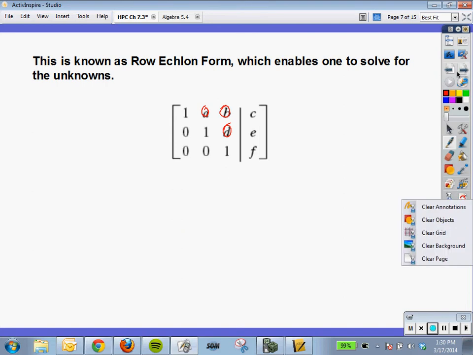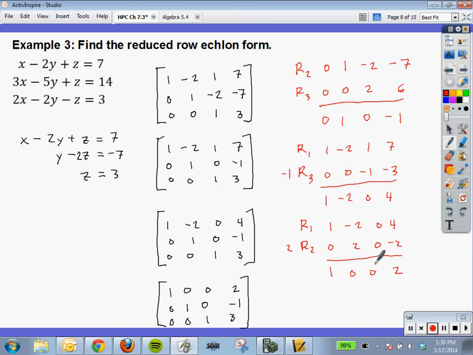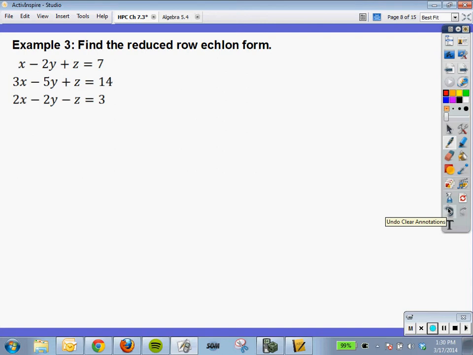So let's go ahead and start off with a problem. Example number 3. So first thing we're going to do is write the augmented matrix, which means that we're going to list each one of these coefficients: 1, -2, 1, and the constant 7, and then the 3, the -5, 1, and 14, and then the 2, the -2, -1, and then 3 there. So that's our first thing we got to do, is write the augmented matrix.